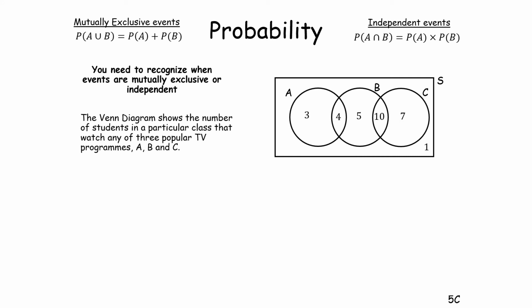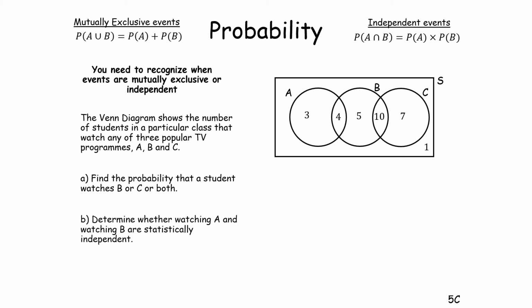So here's another example. The Venn diagram here shows a number of students in a particular class that watch any of the 3 popular TV programs, A, B, and C. Find the probability the student watches B or C or both. Okay, part B says determine whether watching A and watching B are statistically independent.